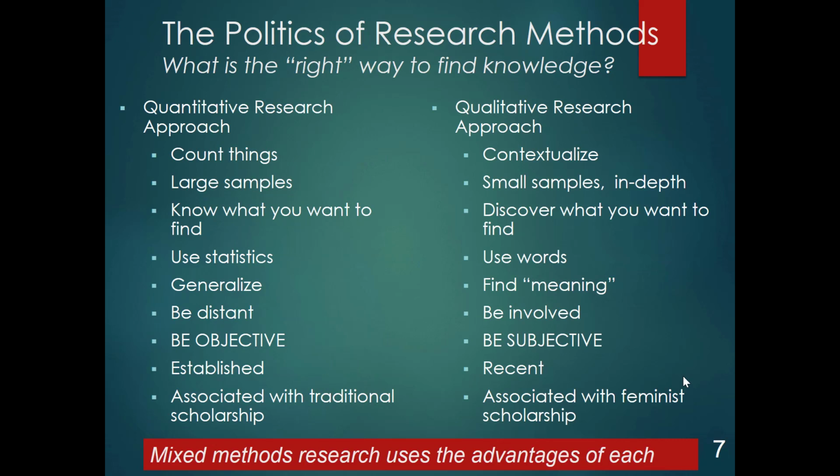All right, so now we're going to look at both research methods and compare them. So what is the right way of finding knowledge, right? Looking at the research methods, we have quantitative and qualitative research approaches. When it comes to quantitative, this is the type of approach where you can count things. This has to do with numbers. You can use it whenever you have large samples. You know exactly what you want to find out. You use statistics.